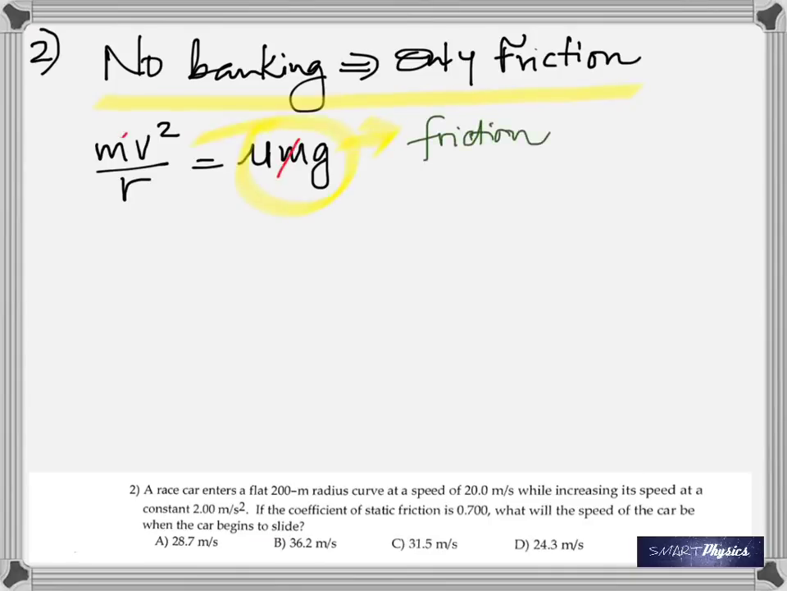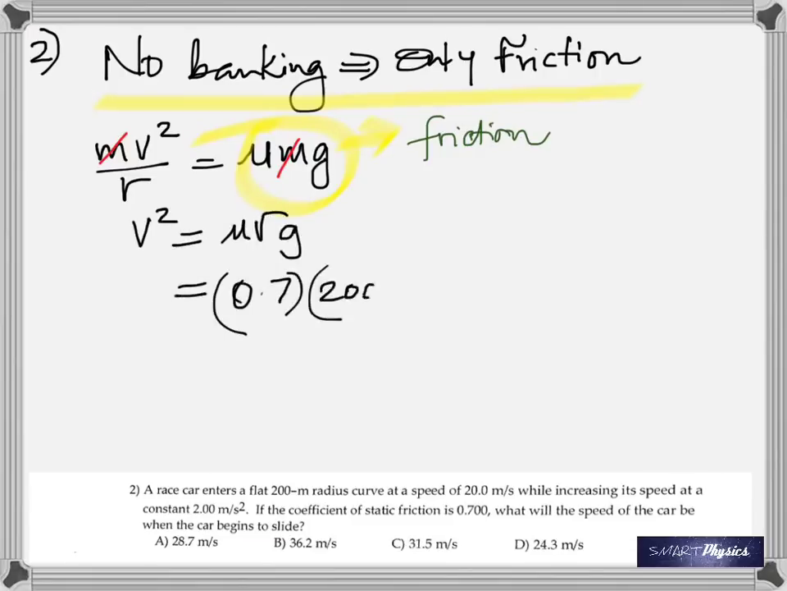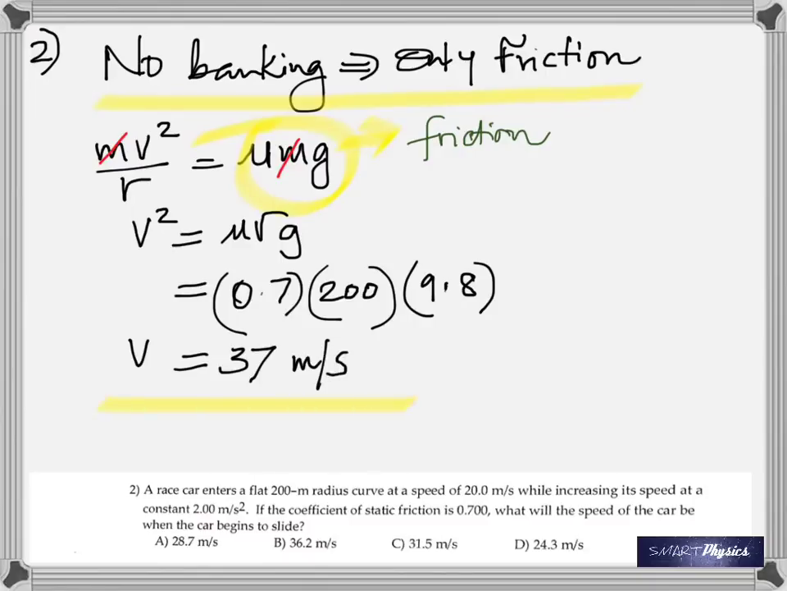So that's friction. The masses get cancelled, and then you take the square root of that, and you would get 37 meter per second. Anybody got that? Okay.